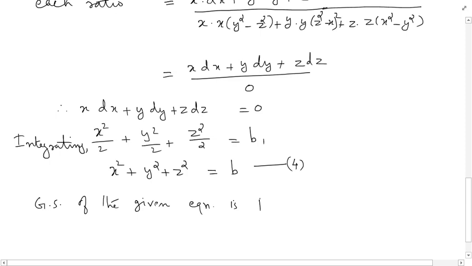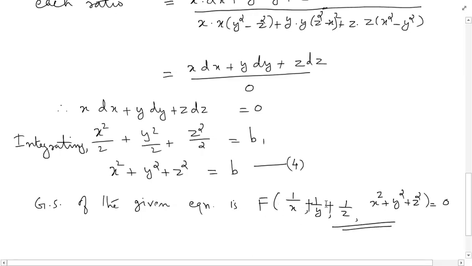to 0. In this case, u is 1 by x plus 1 by y plus 1 by z, comma, and then the second equation is x square plus y square plus z square equal to 0. So this is the final equation.